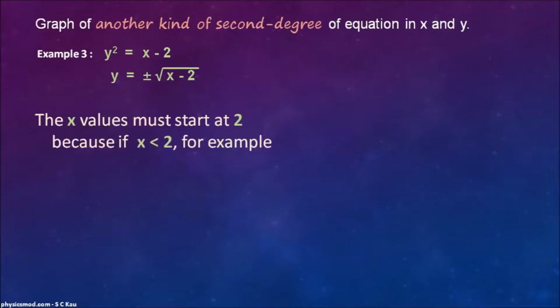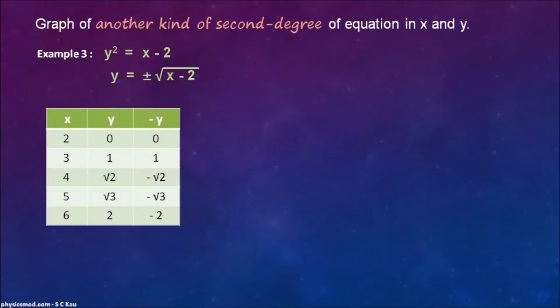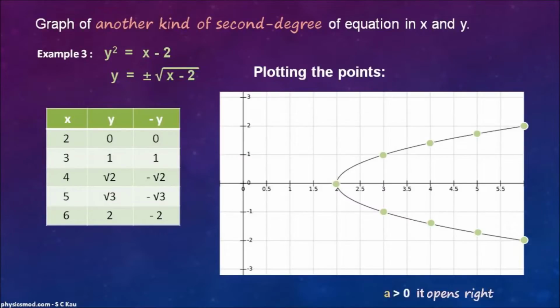In this equation, our x values will start at 2, because for x values less than 2, y will have a negative number inside the square root, and this is not a real number. So watch out when choosing x values. Whether y is a positive or a negative number, x is the same. Drawing the graph, we have a parabola opening to the right.